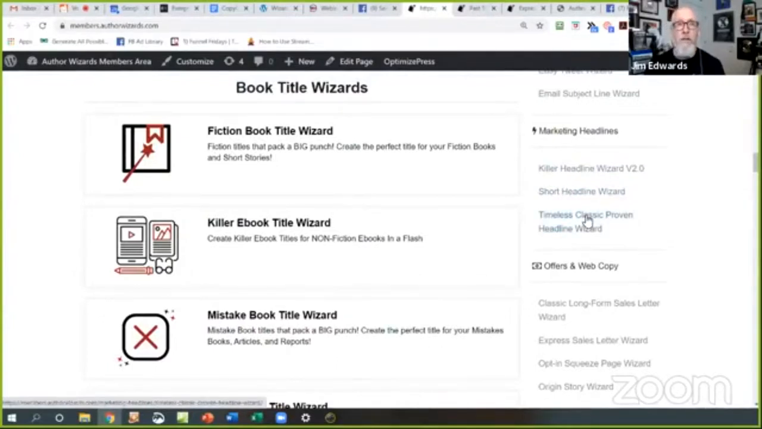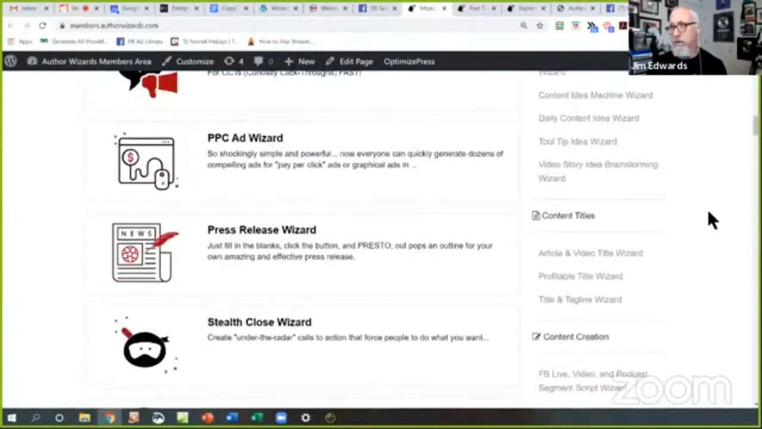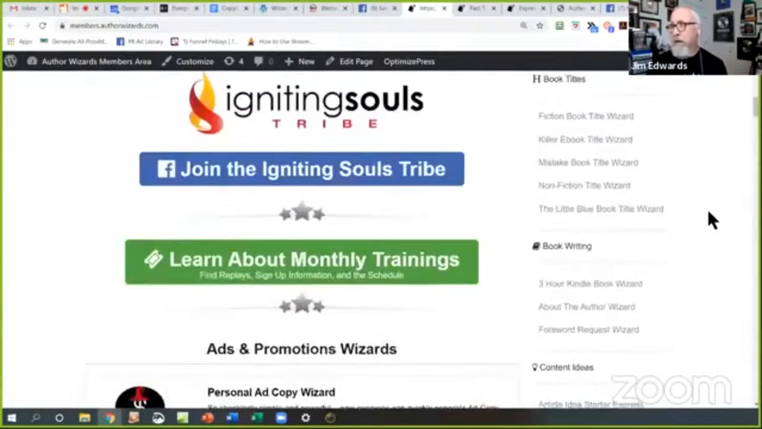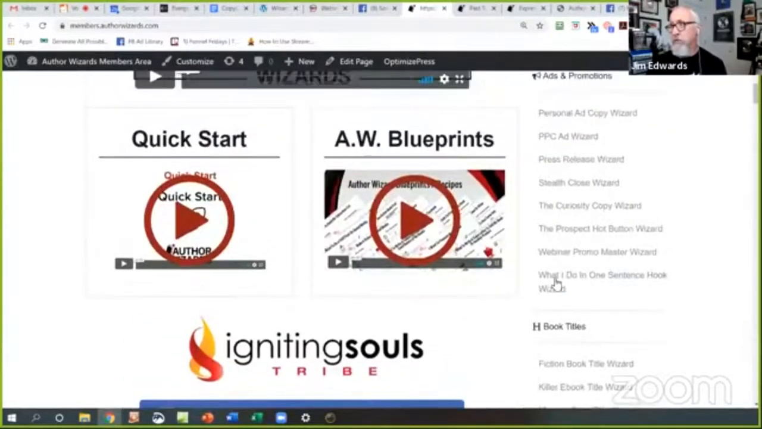I'd use all of them, and I'd find the one that was the best for what I was trying to do. Then I would point out that you should use the What I Do in One Sentence Hook Wizard, because that's going to help you create that one sentence that tells exactly what you do, who you help, and why it's a big deal.